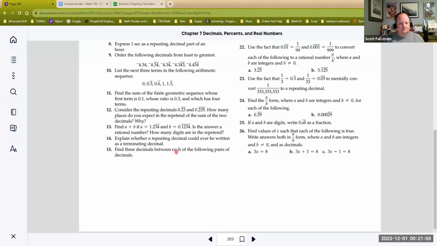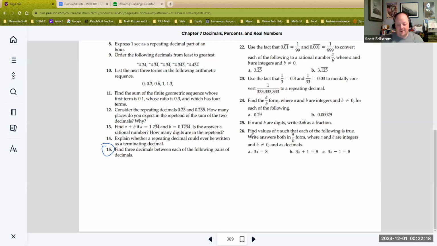Let's see here. Explain whether the repeating decimal could ever be written as a terminating decimal. Okay, just think about the definition. What is a repeating decimal by definition? What is a terminating decimal by definition? Right, find 3 decimal places between each of the following pairs of numbers.